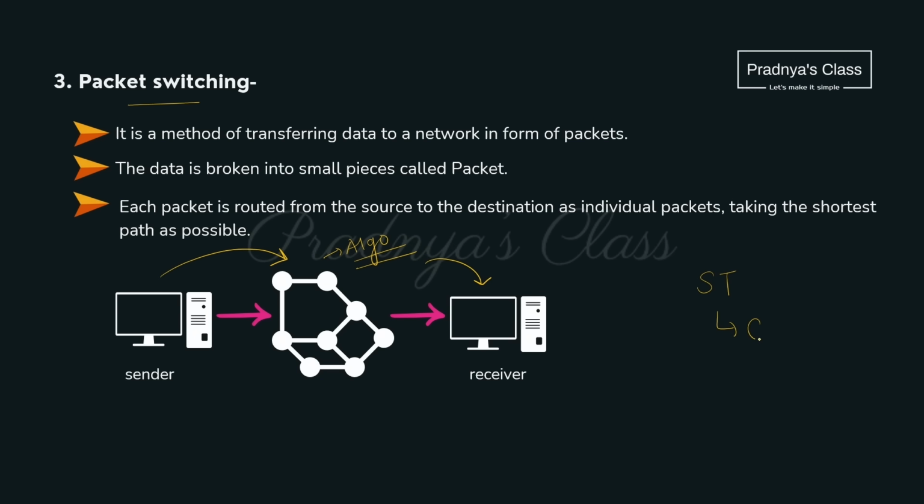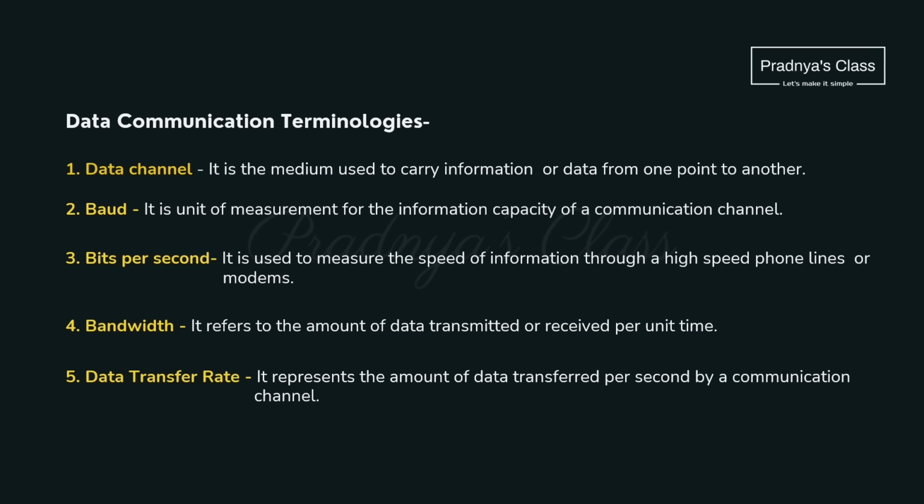Alright, now along with types of network, we know the switching techniques too. The first is circuit switching, in which we have a direct connection between sender and receiver. The second one is message switching, and the third one is packet switching. We are passing data over the network, so we should measure it also. So here are some of the data communication technologies. Out of that, let's read some of them. Baud is a unit of measurement, and bandwidth is the amount of data transmitted.